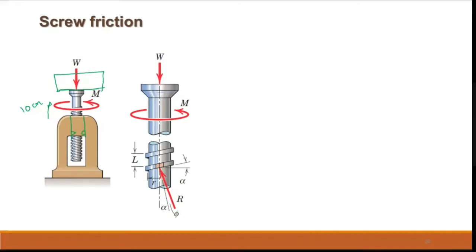When it has a contact, the plane which is having contact is somewhat inclined to an angle alpha. Because of that, let me consider that you have a reaction R acting here. Whenever I say R, it is always a resultant of friction force and normal force. That is what we call here.